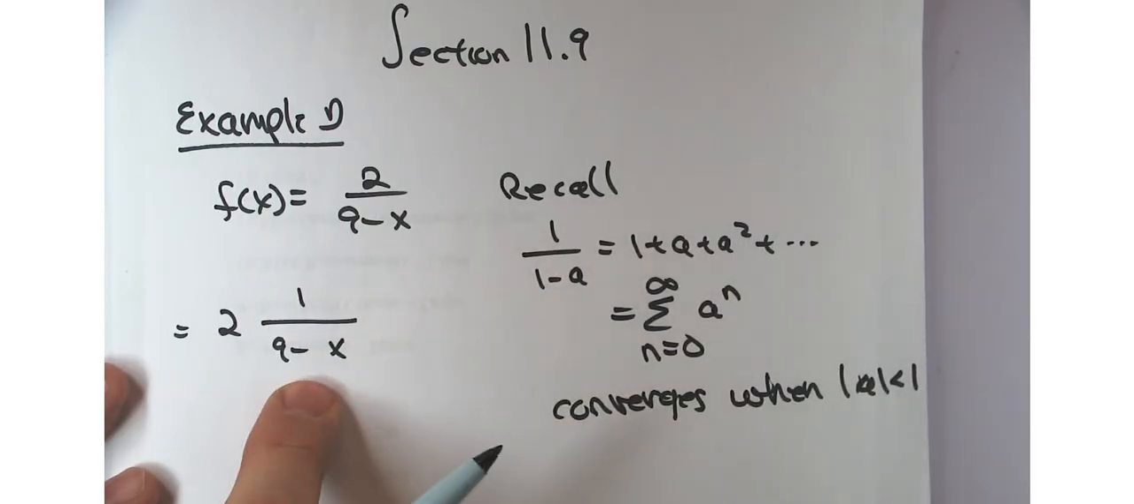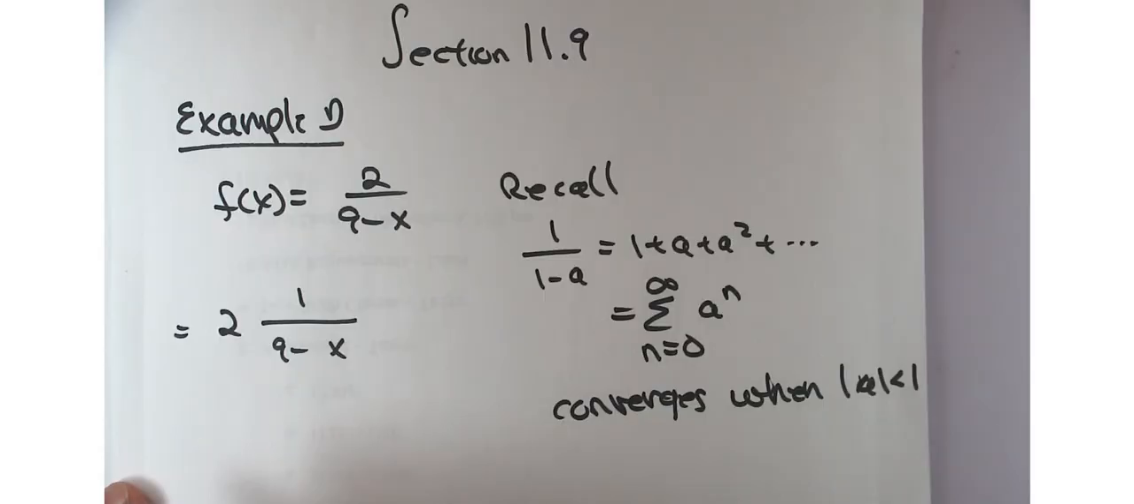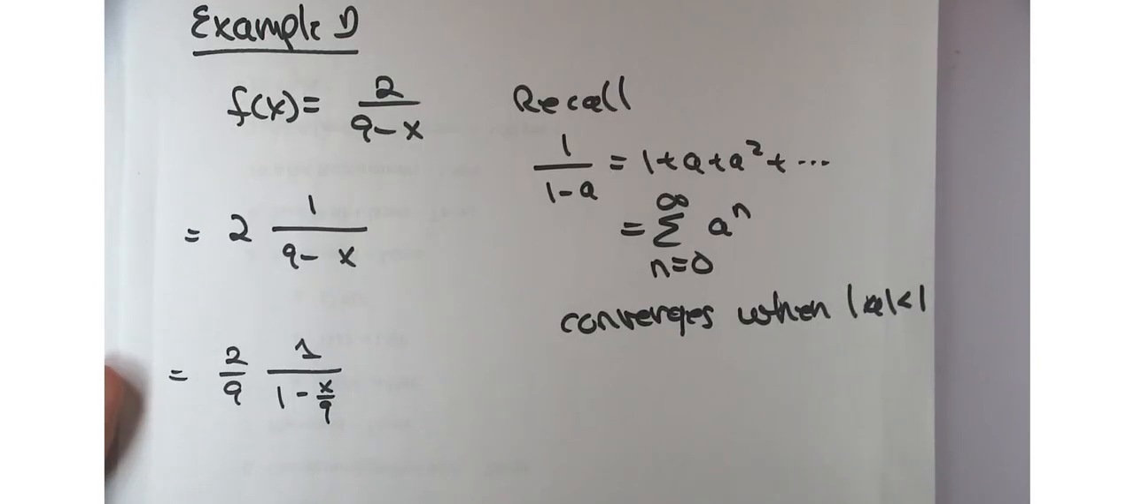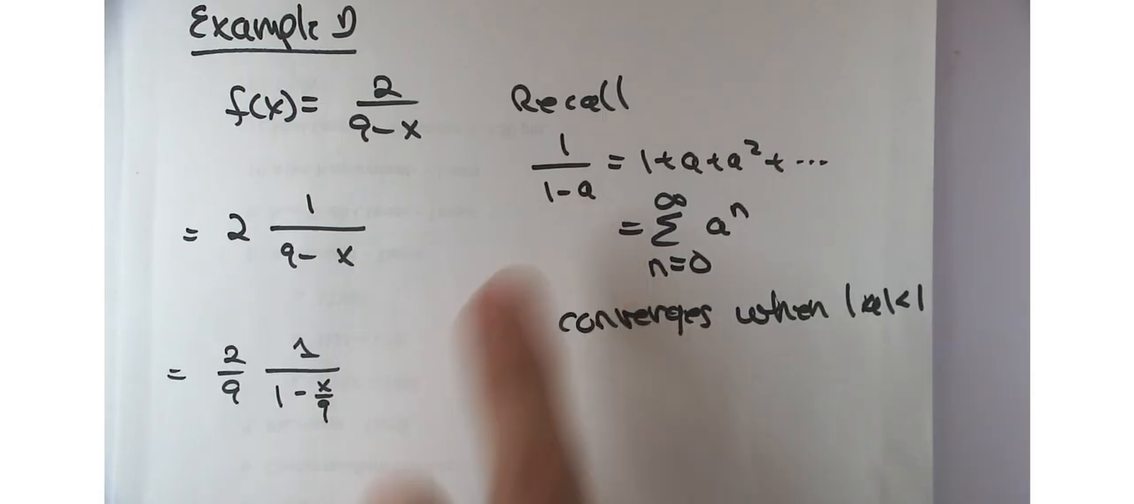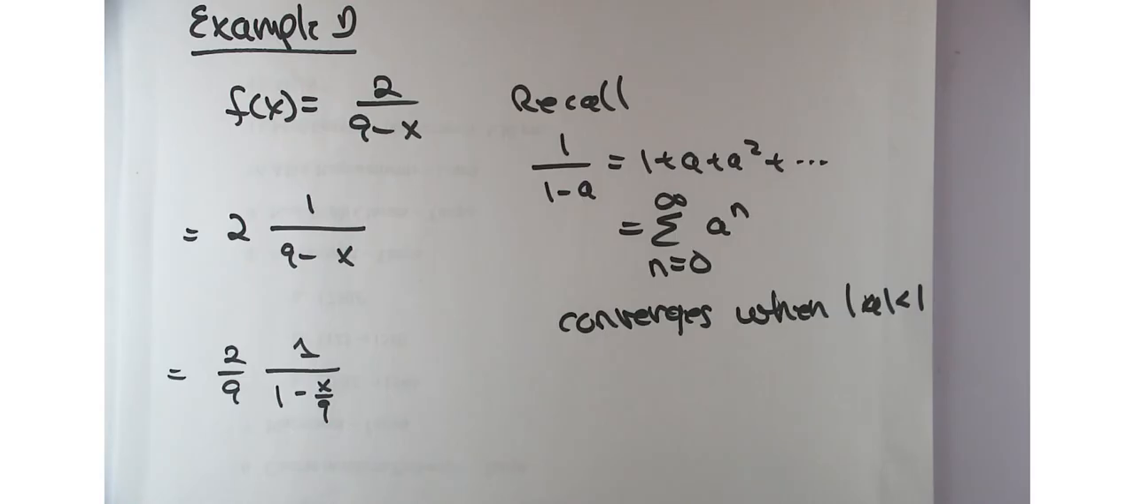But then we also got to get rid of the 9. So 2 over 9. If I factor out that 9, that's going to leave behind 1 minus x over 9. And that x over 9 term now becomes your a. So let's play around with that for a second. Let's put it in and come up with our series.